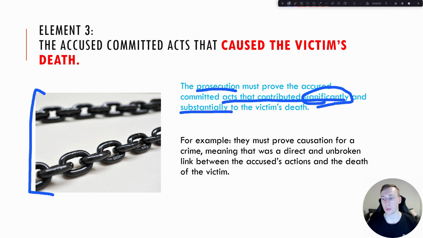So we want to make sure that someone's actions were the actual reason that person died, to make sure we charge them correctly. For example, we make sure that we prove that the person's stab wound was the reason that person died. That's what the prosecution has that burden or that responsibility to do.